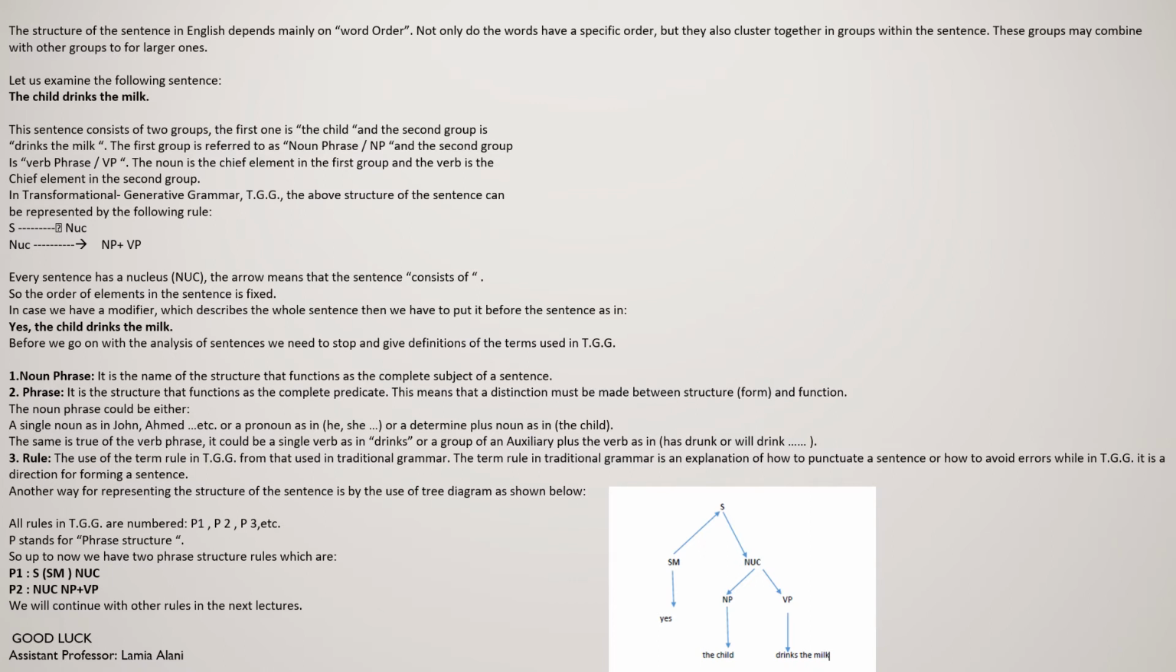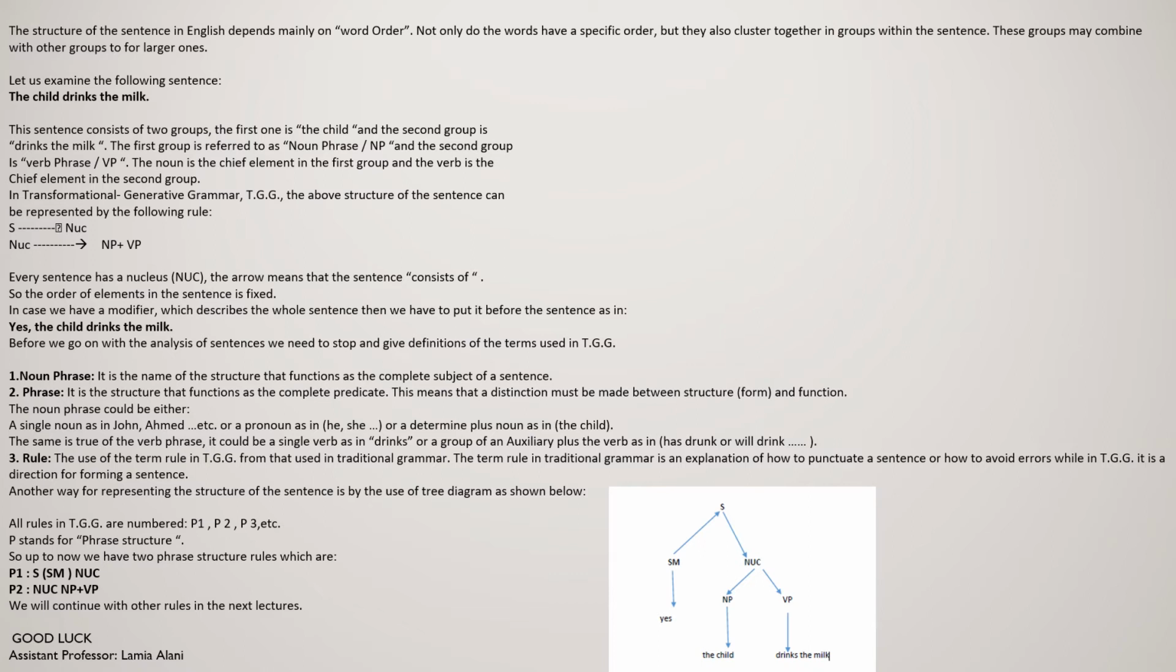The verb phrase, sorry, here you have to add verb phrase. Please add the word verb phrase. I really added it, but it didn't show. So it is the structure that functions as the complete predicate. So the verb phrase is, in Arabic we would say, that one is the subject and this is the predicate.